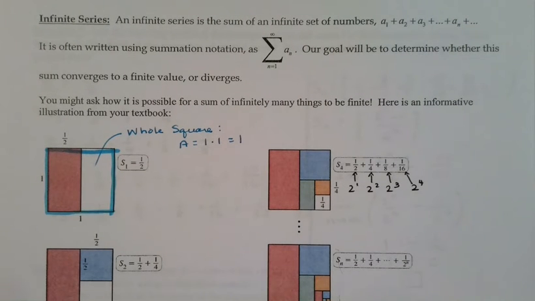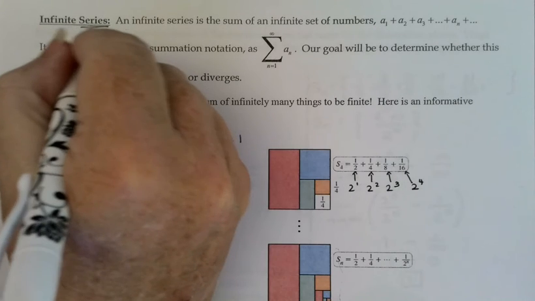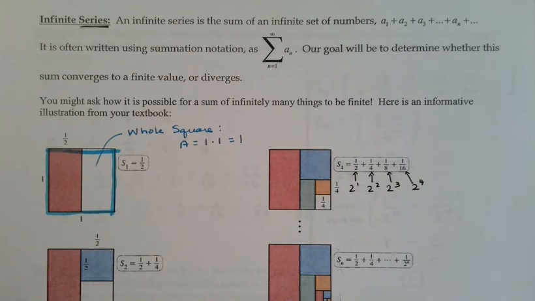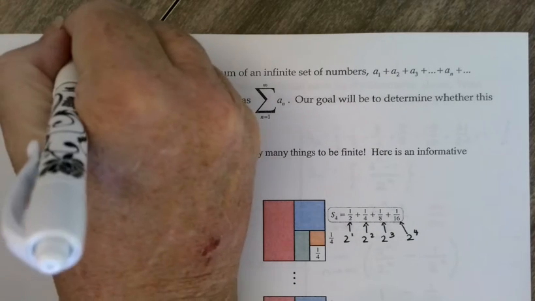We're now going to turn our attention from infinite sequences that we've been working with to the idea of the infinite series. An infinite series is simply the sum of an infinite set of numbers. It's kind of like the sum of the sequence. So instead of a list of numbers, a1, a2, a3, etc., we're now going to have a sum of numbers. And again, I really want to emphasize this.